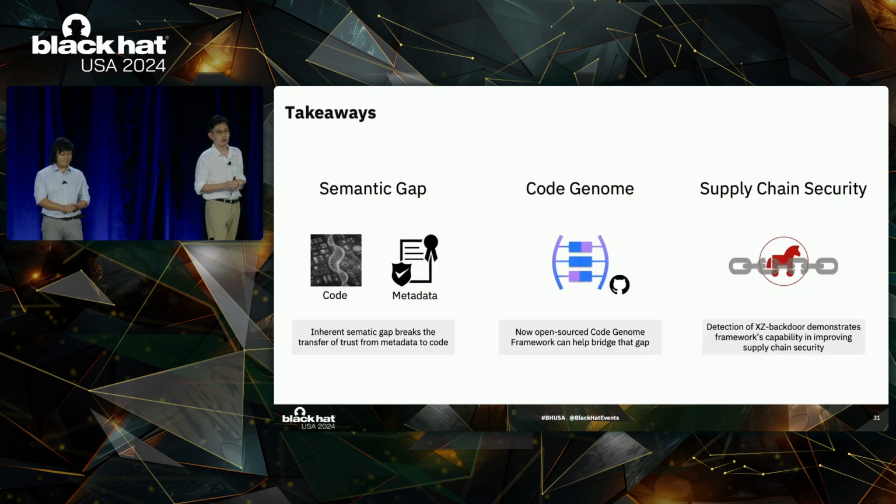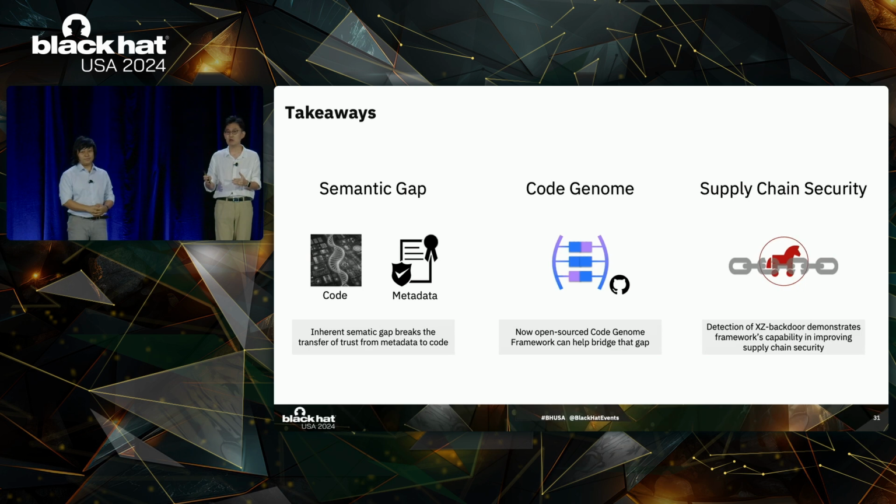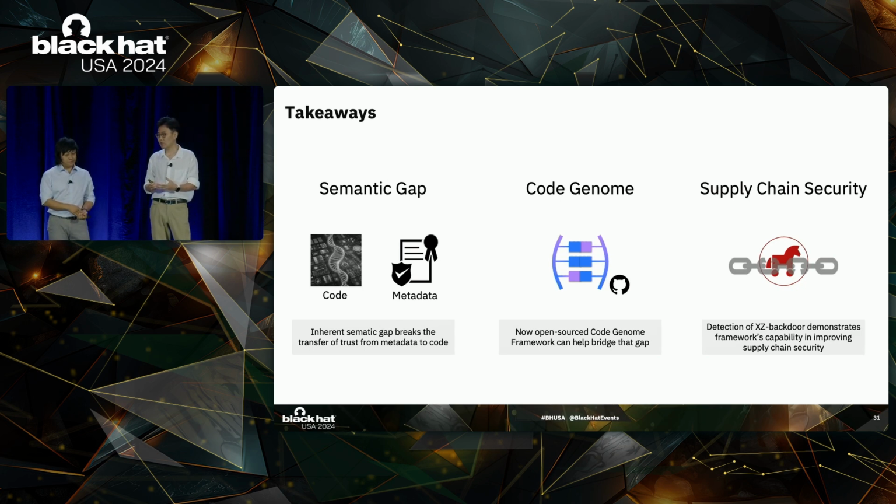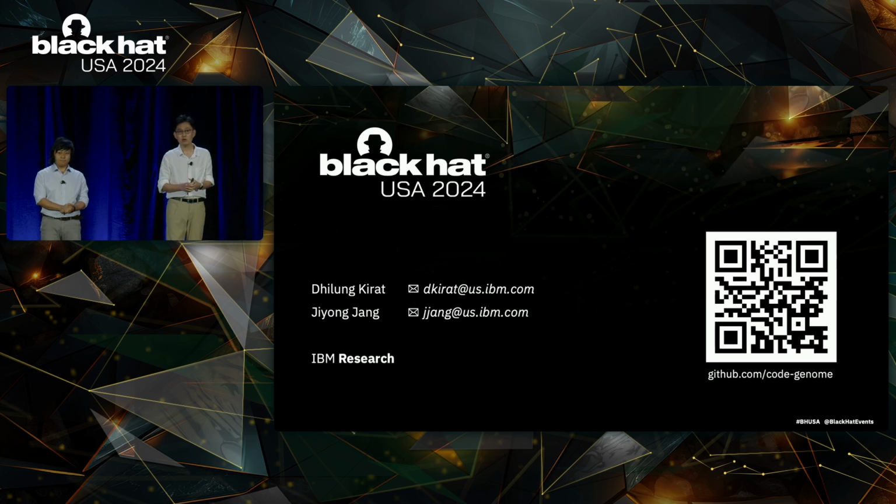To conclude our talk, these are the three key takeaways. As we highlighted in many of the supply chain attacks, there is a clear inherent semantic gap between the code and the metadata. And now the open source Code Genome Framework, we believe, can help bridge that gap. By open sourcing this framework and using Code Genome technology, we can improve supply chain security together. So with this, we are going to conclude our talk.